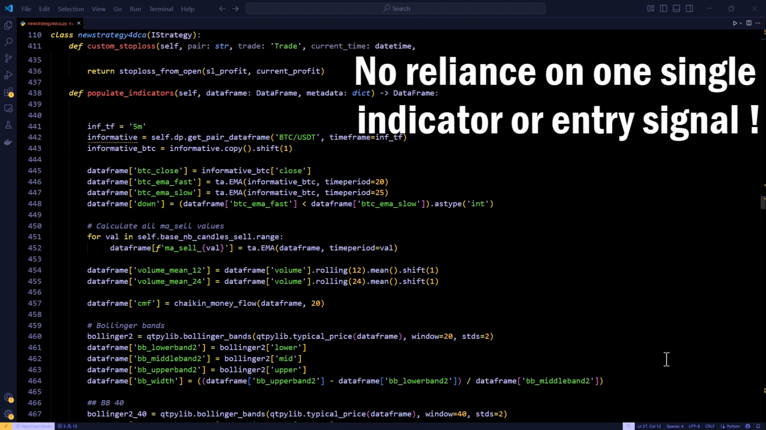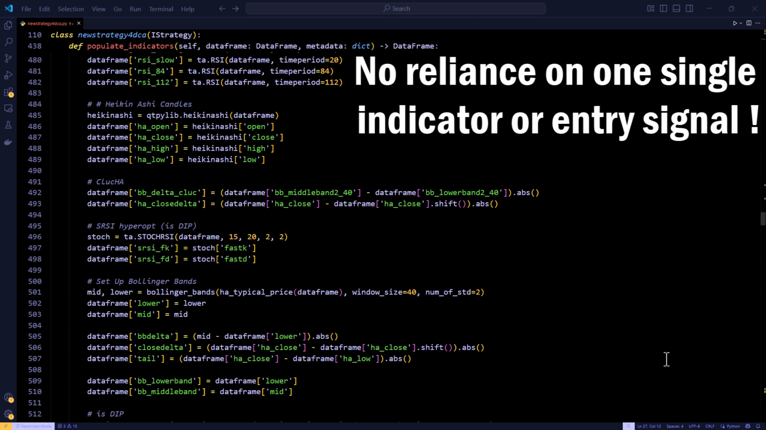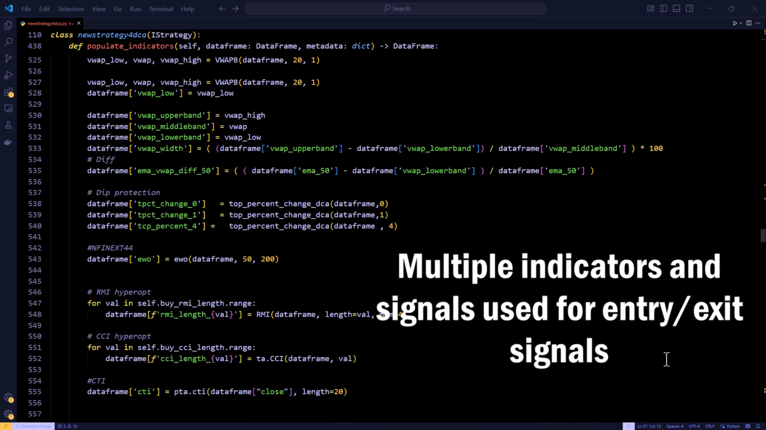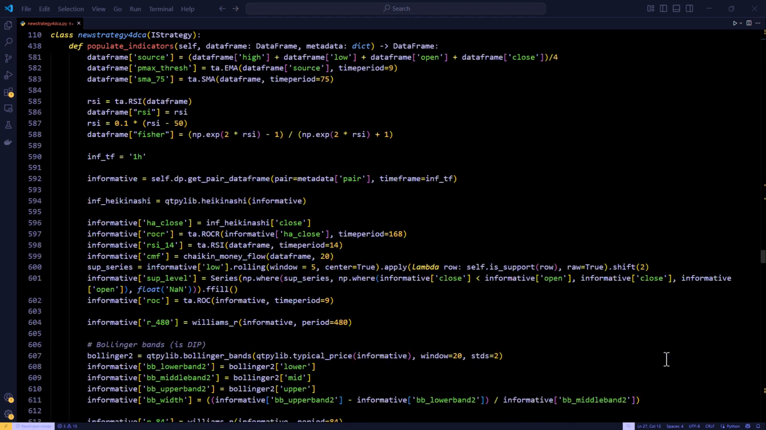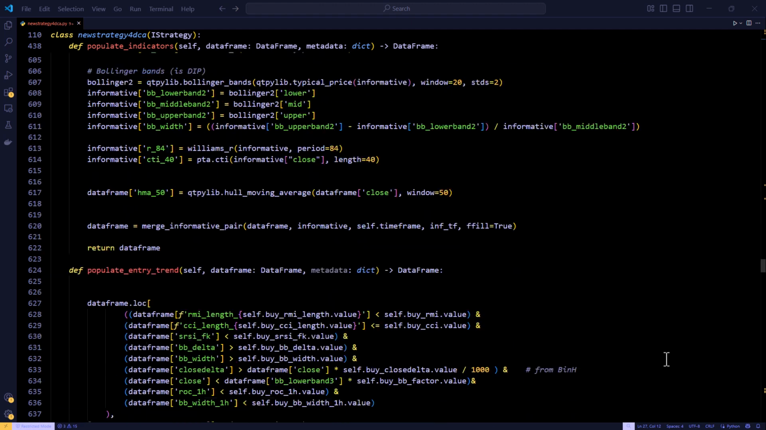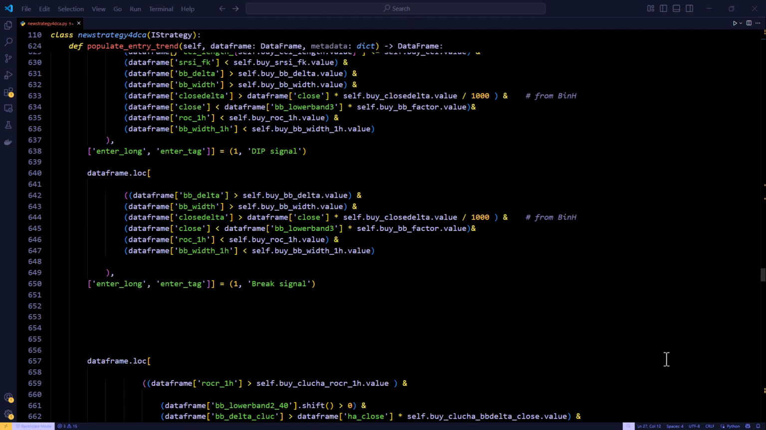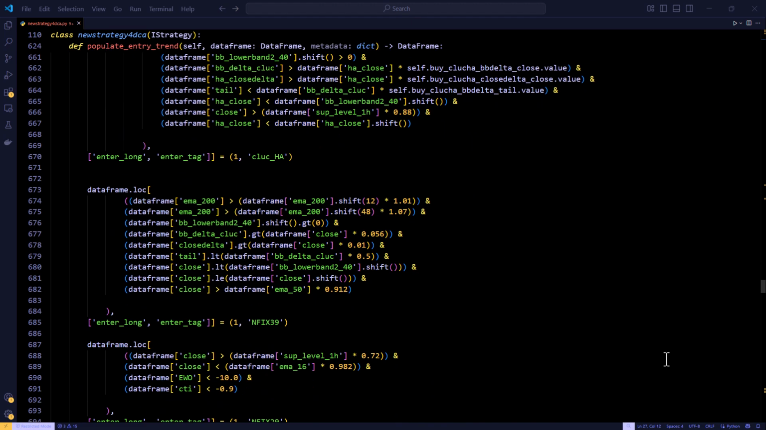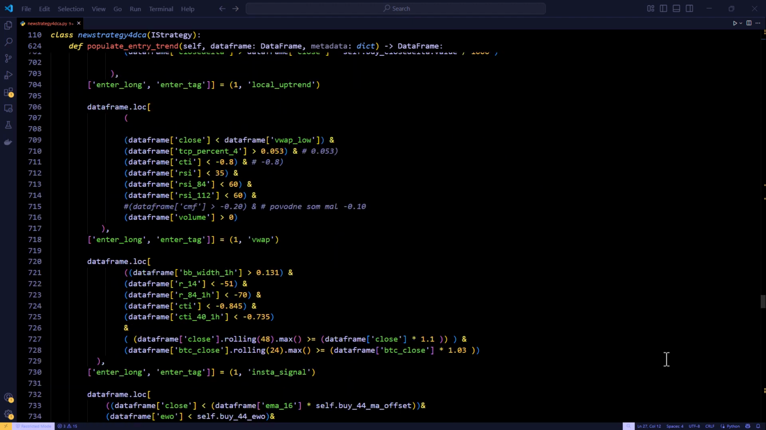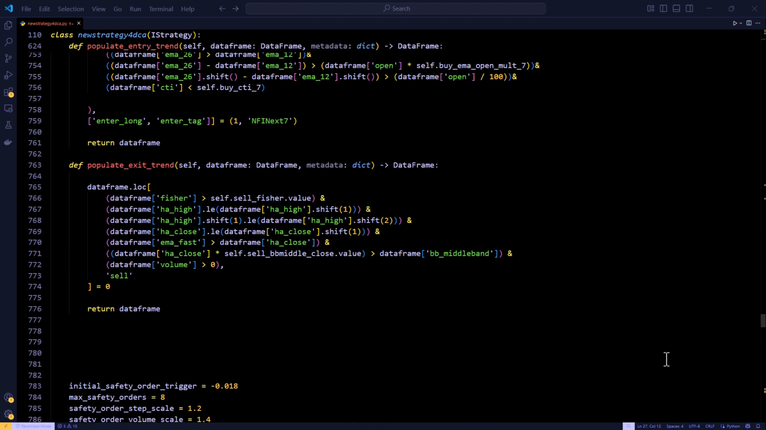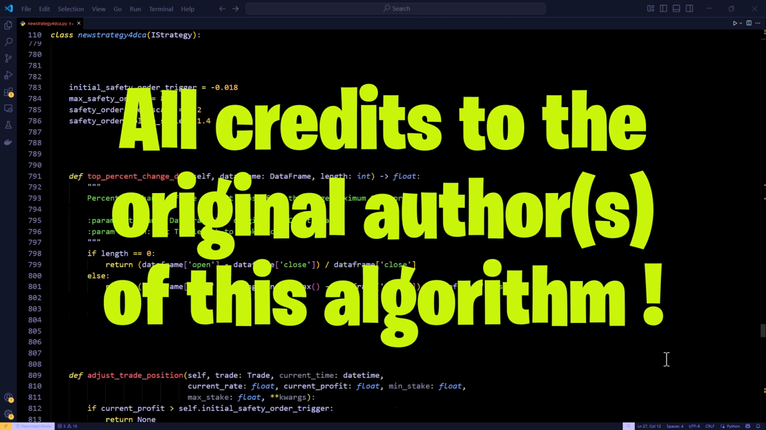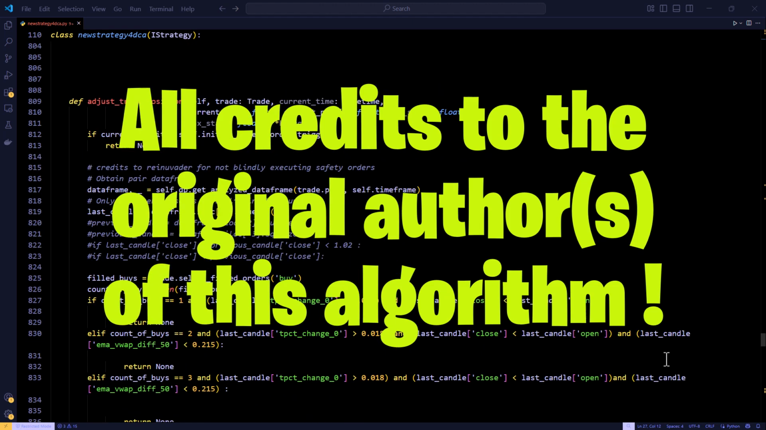It does not rely on just one signal or indicator, but instead it combines multiple entry types: breakouts, mean reversion, support bounces and trend confirmations. The goal of this strategy is to catch the best moves, avoid false signals and recover gracefully when trades go against you. This is not my strategy, so all credits go to the original developers of this script.